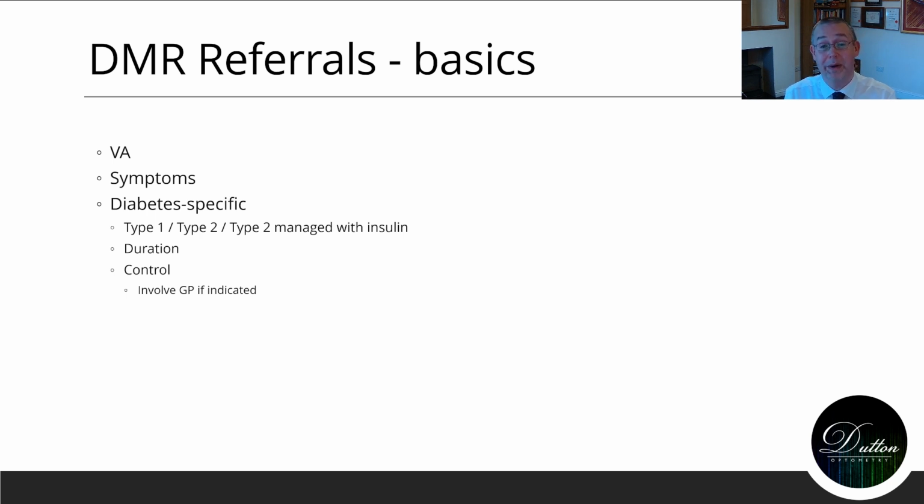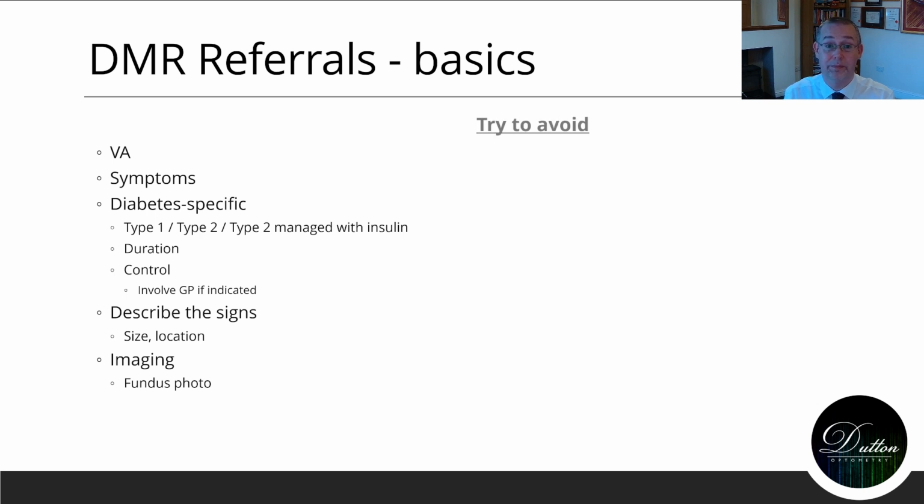How long have they been diabetic for? How well is it controlled? If the control isn't so good at the moment, maybe a good time to get the GP involved. Any signs that you see, describe the size, describe the location, and don't forget about the iris for new vessels. And then imaging wise, a fundus photo for each eye is extremely valuable.